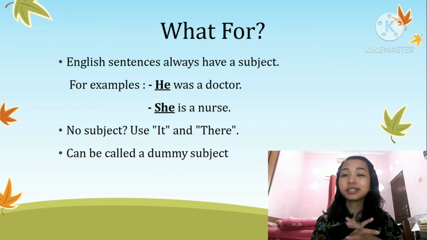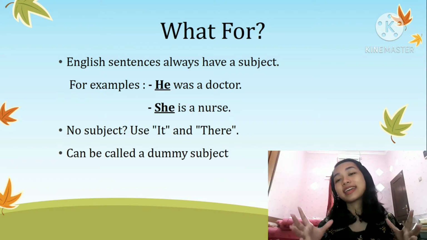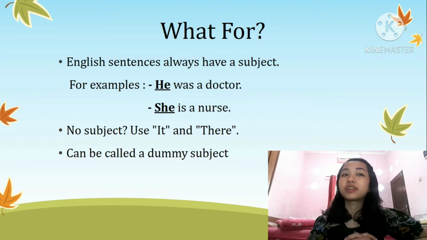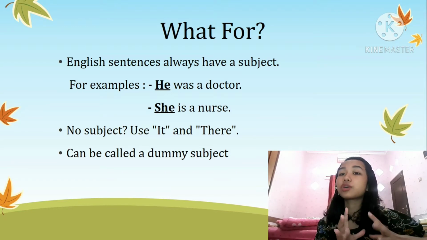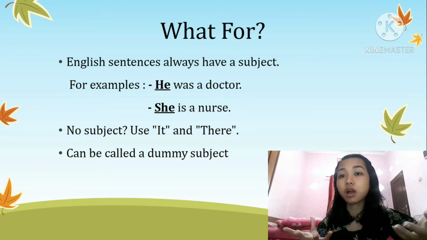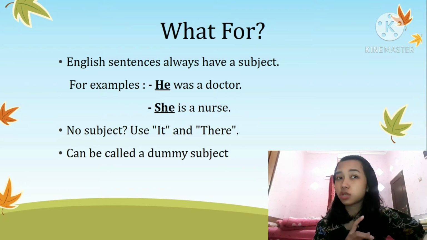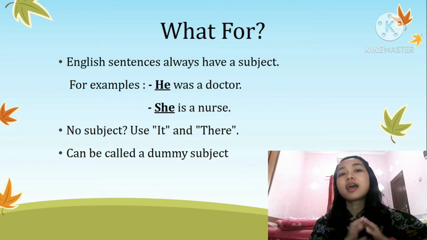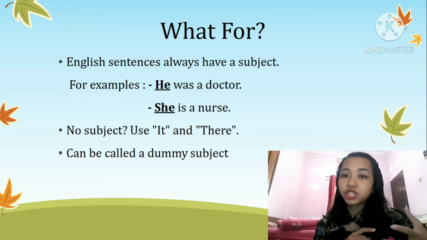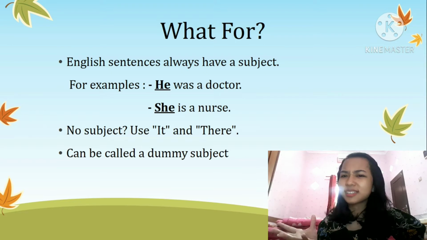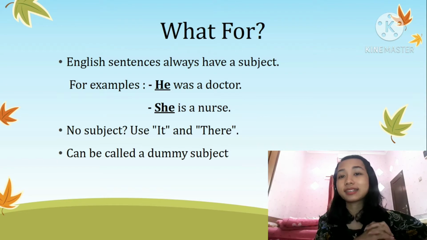Okay, in English, all sentences always have a subject. If there is no subject, then it cannot be called a sentence. For example, he was a doctor. She is a nurse. And here in those sentences, he and she are the subjects. If both are erased, then it becomes was a doctor and is a nurse. These don't make any sense and it becomes unclear. So it raises a question: who was a doctor and who is a nurse?